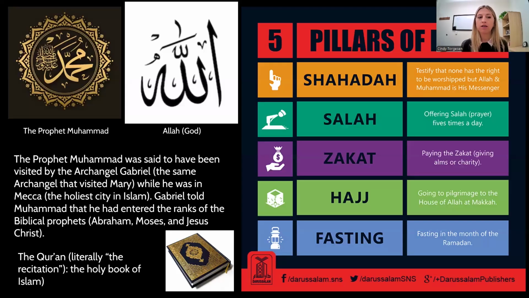These five pillars are really considered the most important concepts and facets to being a good Muslim. Each of them tells you different things to do or focus on in your life to be a good disciple, to be a good Muslim.